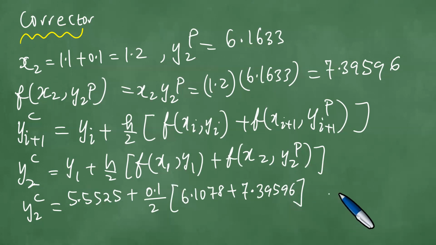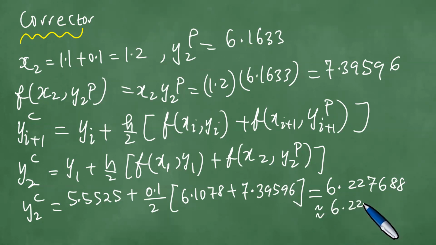Good. Is the correct answer because it gives us 6.227688. So it can be approximated to 6.2277. Okay, I did this before, but I'm doing it again now, and I'm trying to show you a bit more steps than I did.